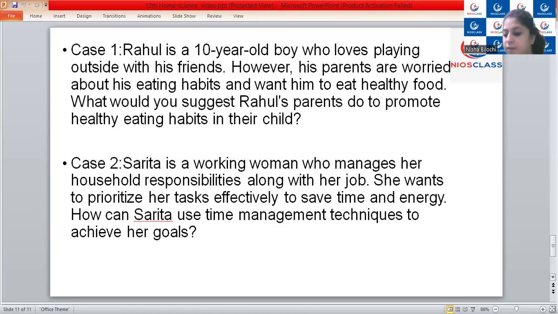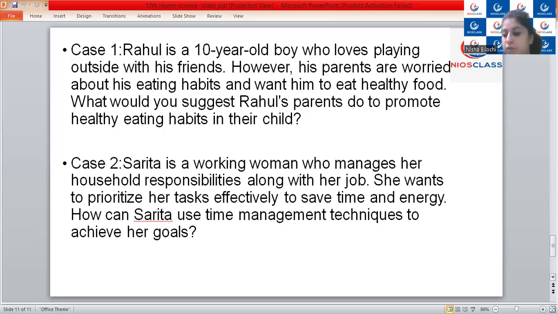Let's consider the second question, which is the next case study, right? So here Sarita is a working woman who manages her household responsibilities along with her job. She wants to prioritize her tasks effectively to save time and energy. How can Sarita use time management techniques to achieve her goals? First, definitely time management is important because she's a working woman, and working women have a lot of work, prioritizing home as well as the job, giving time to each and everything, right?